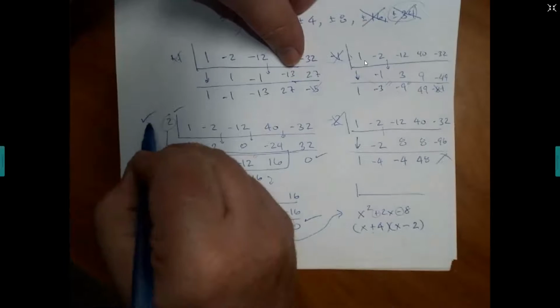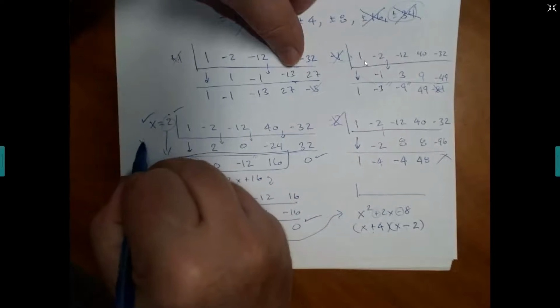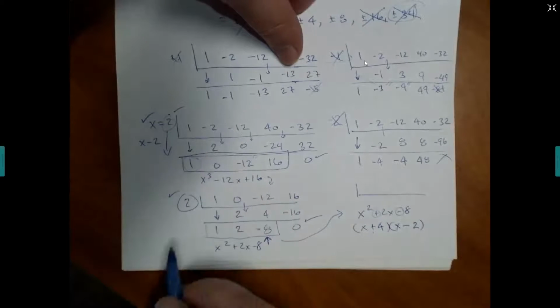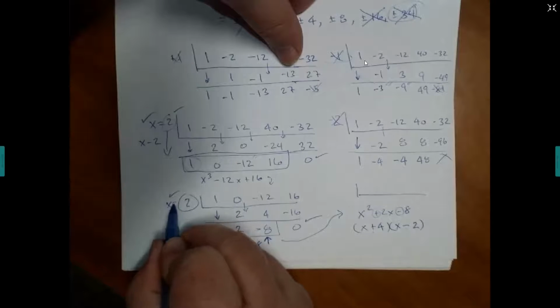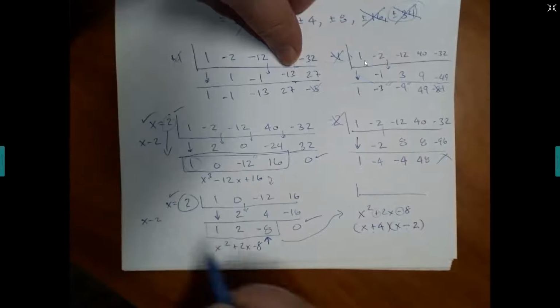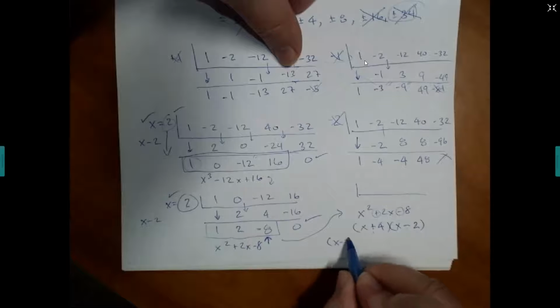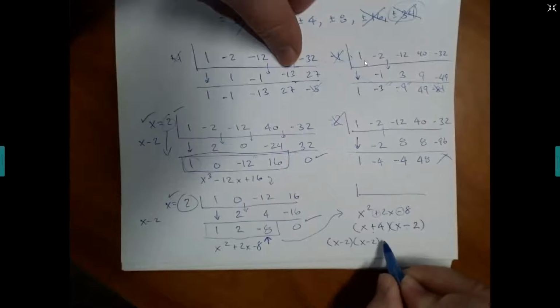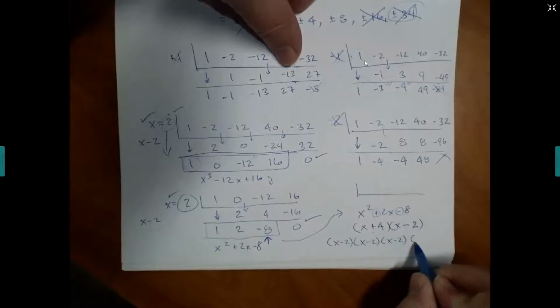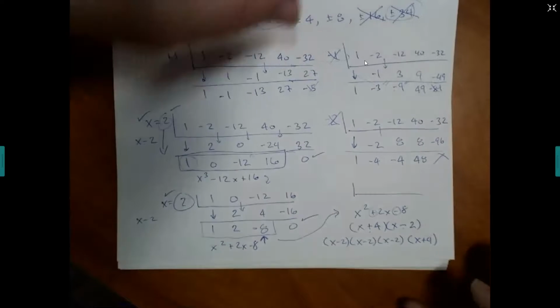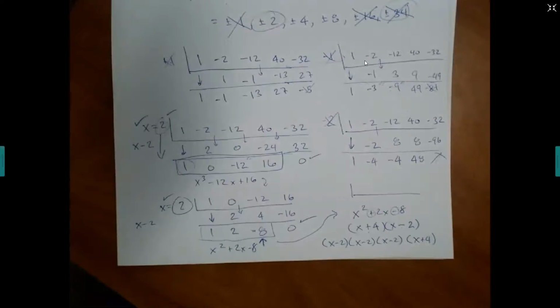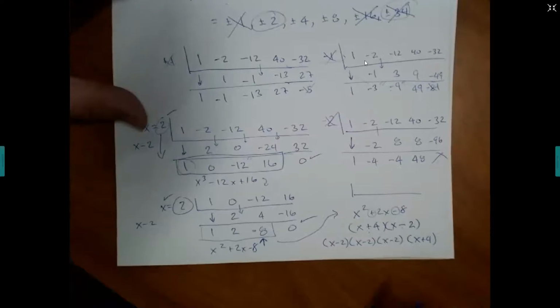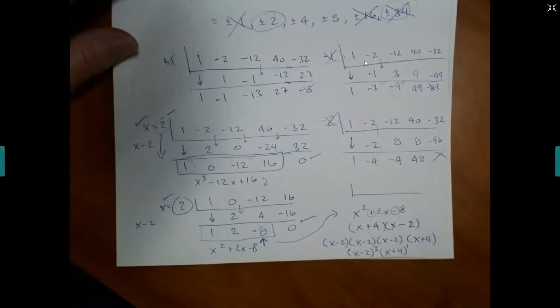Since x equals 2 is a solution, the factored form is x minus 2. So our answer looks like this: x minus 2, x minus 2, x minus 2, x plus 4. That's x minus 2 cubed, x plus 4 to the first.